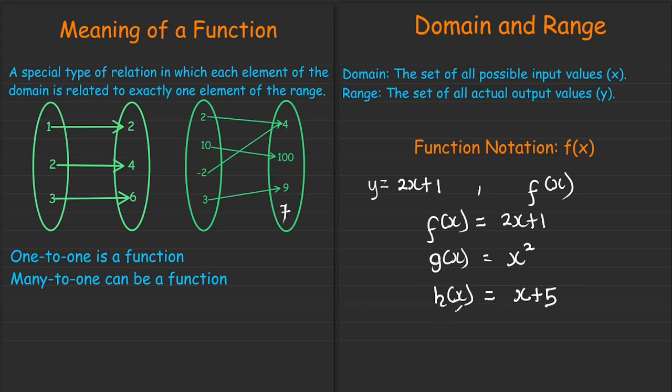Now it simply means that the rule named f uses x as an input. So the inputs are always what you have in here. The input can be any variable, but as a standard, most of the time we use the x variable. So this would basically be all for what functions are, the range, the domain, and also our function notation.